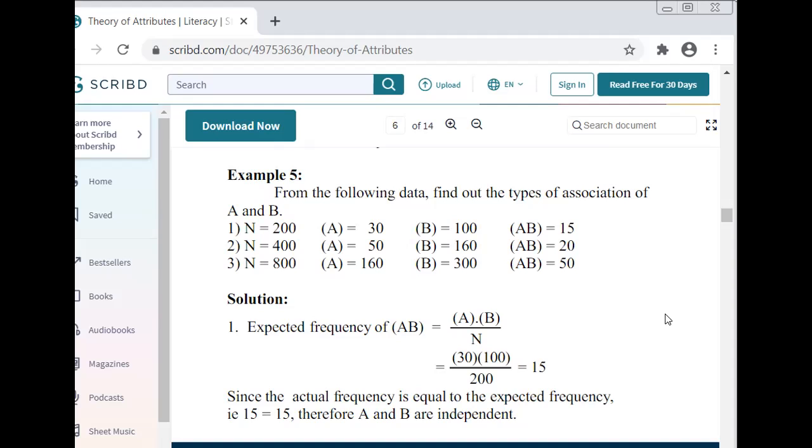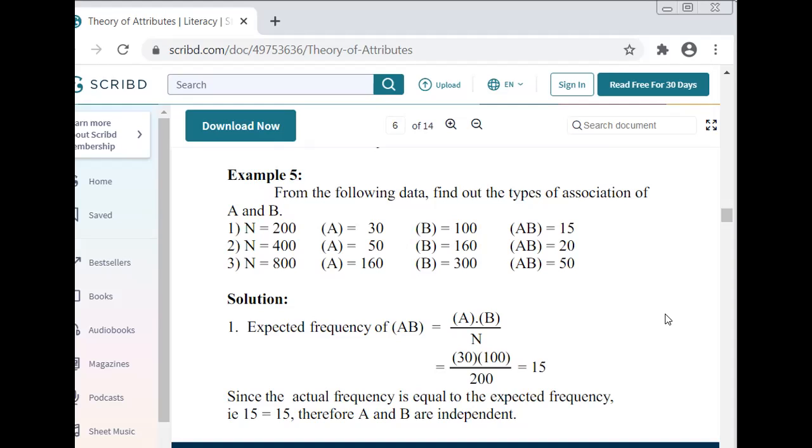Okay, so now the first bit. The expected frequency of AB, what is the formula? Frequency of A into frequency of B by N. Here frequency of A is given as 30, into frequency of B, also given as 100, by 200. After simplifying, frequency of A into frequency of B by N equals 15.